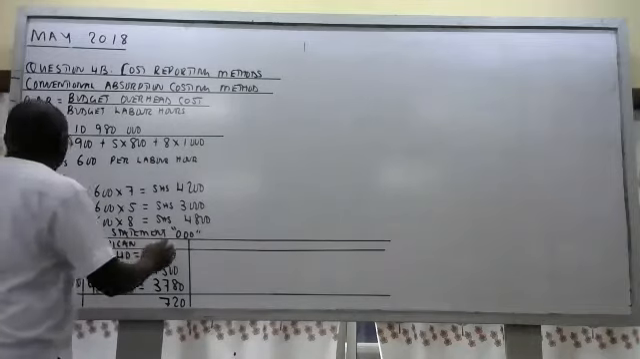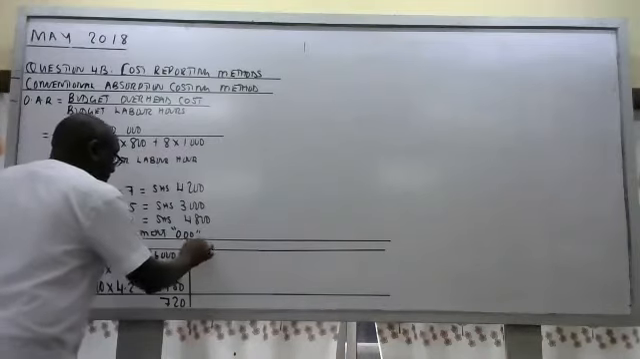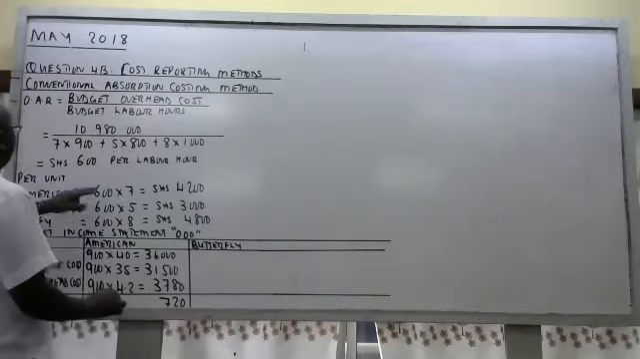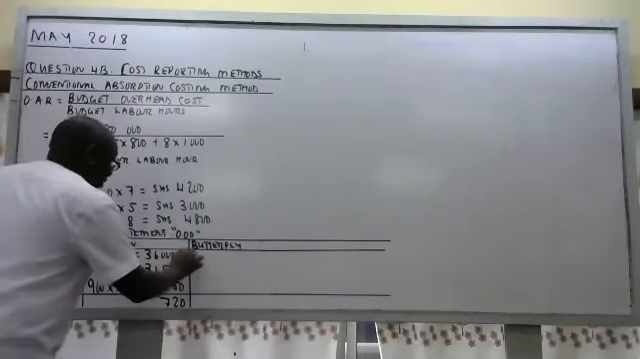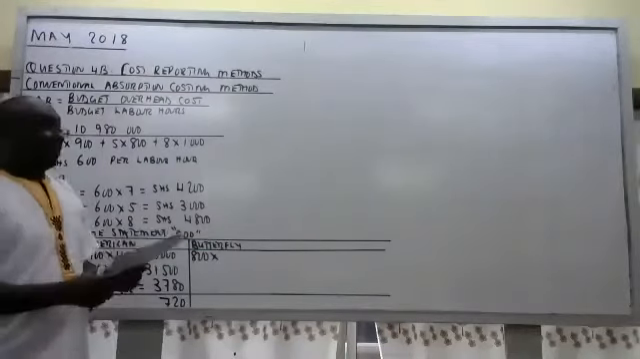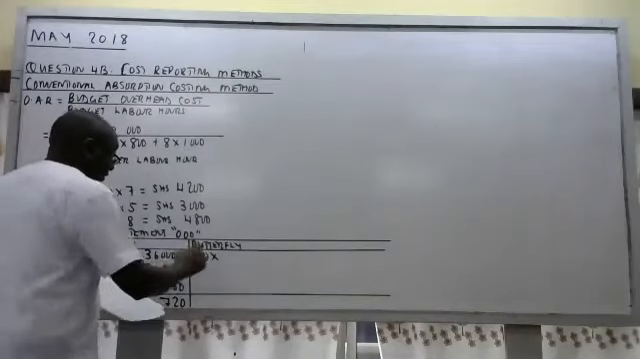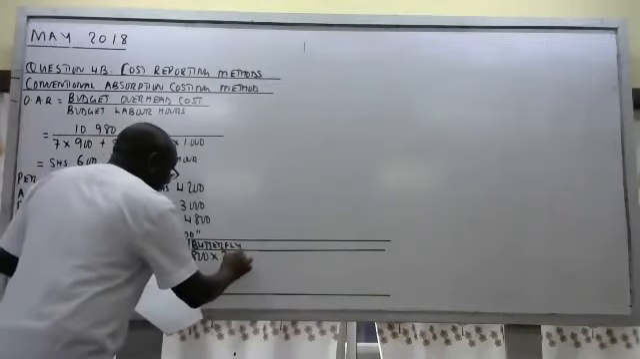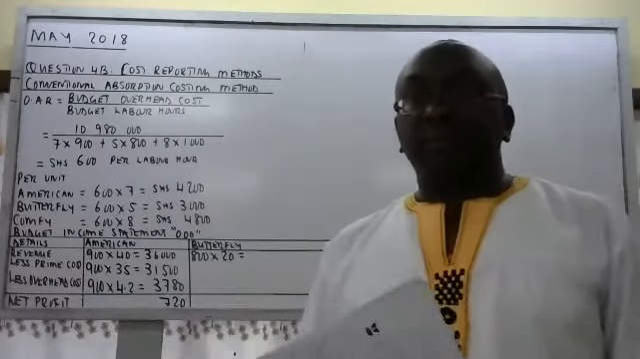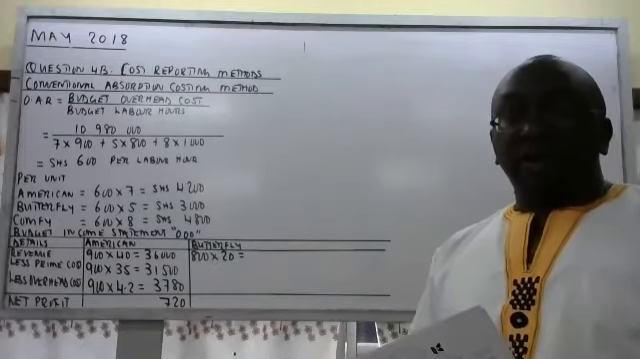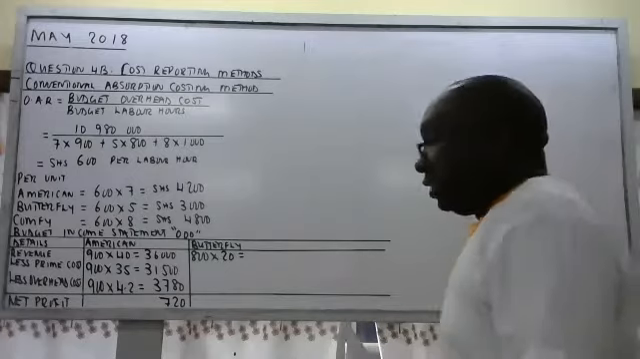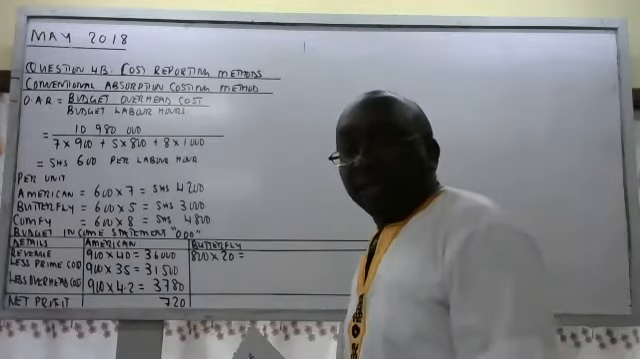So let's go to the next one, which is called butterfly. So butterfly, the units are 800. So it is 800 times the selling price. The selling price is 20. So 800 times 20 is how much? 800 times 20 is 16,000.